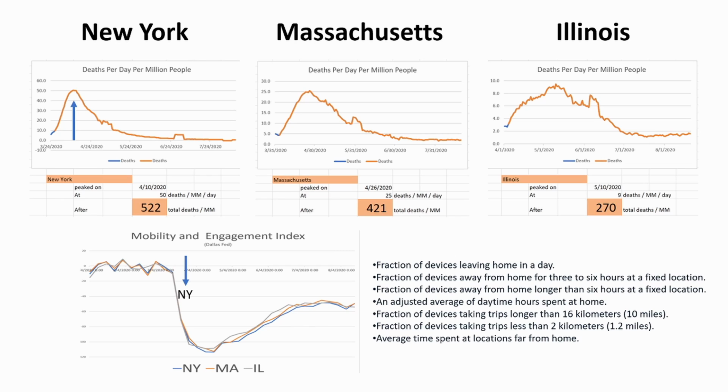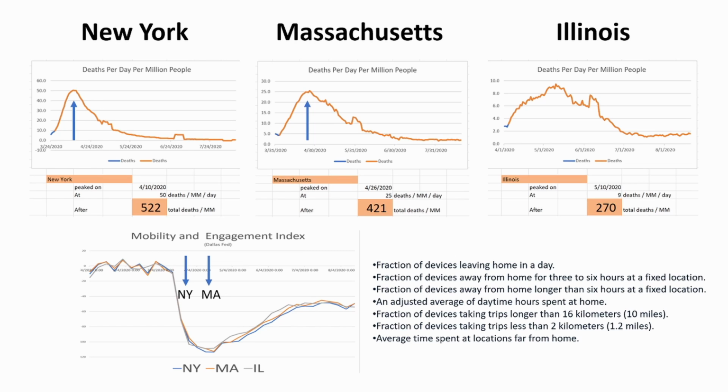On April 10, New York had experienced 522 deaths per million, and deaths began to decline. On that same day, Massachusetts had only experienced 86 deaths per million. Despite similar non-essential business closures and similar mobility changes, this likely easier to influence geography continued to grow in deaths until April 26th, when Massachusetts reached 421 deaths per million and then began to decline.